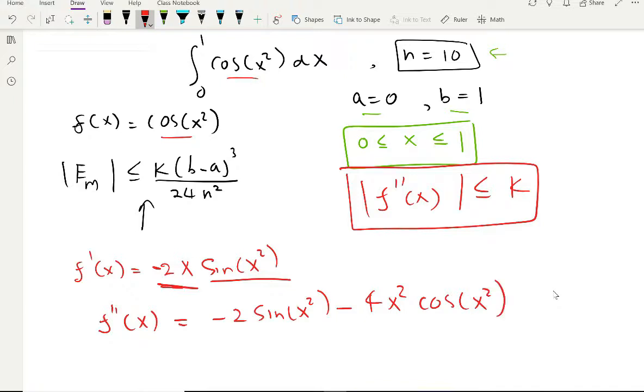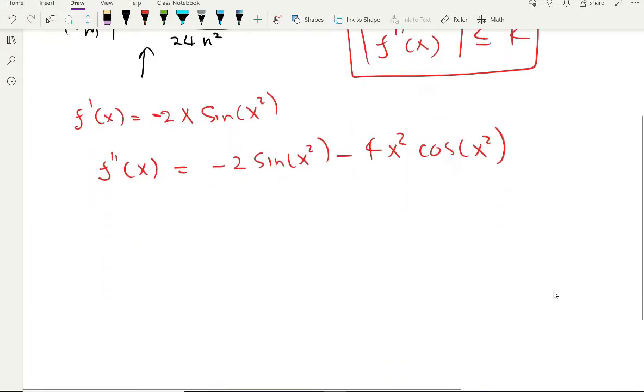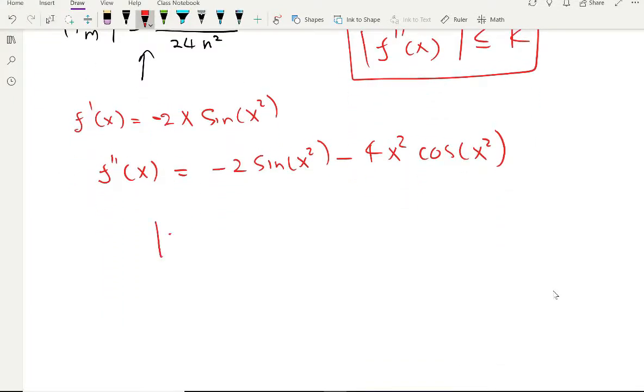Now I did this fast, but this is a combination of product rule and chain rule, so do that slowly. If you cannot remember, review your differentiation notes. Now this is the second derivative. Look at this. It's not just a single expression, it's a two-term expression, not simple like in the last video. Now k means the bound for the absolute value of minus 2 sine x square minus 4x square times cosine x square.